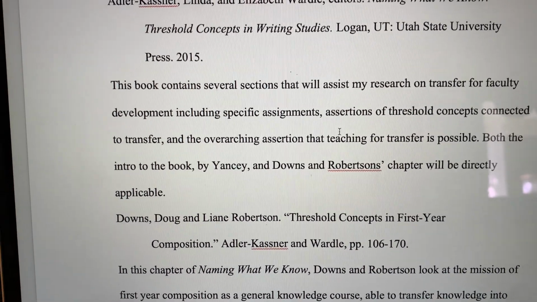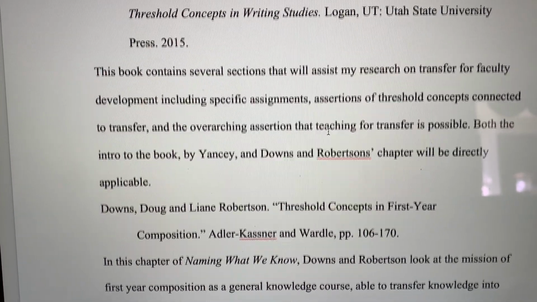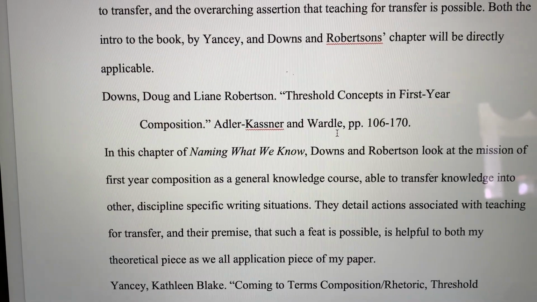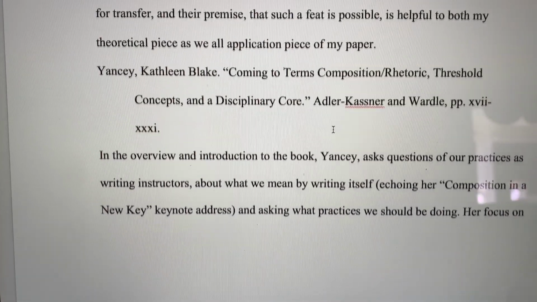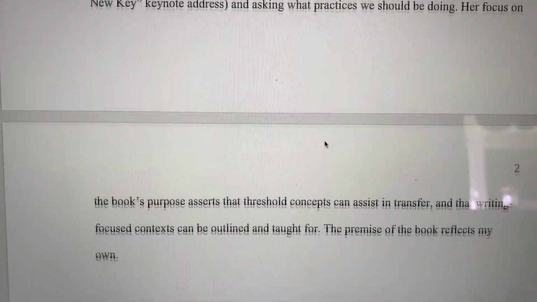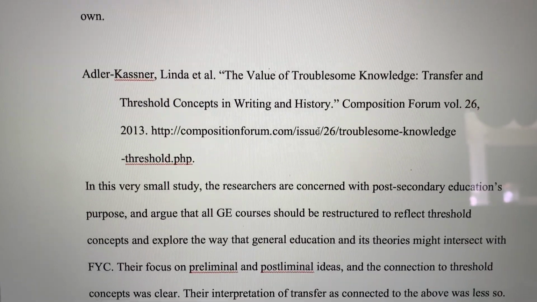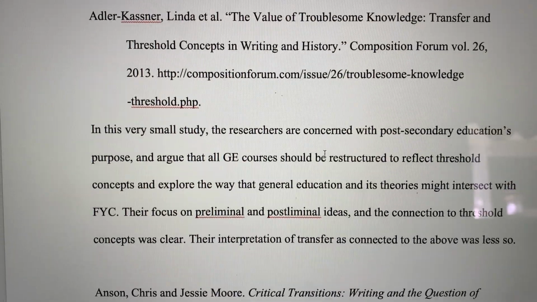Notice this one's a little bit complicated because this book contains several sections that will assist my research on transfer and so forth. And then below it are the separate transfer chapters that I used. Okay, so you'll see one book has several annotated bibs. Then we go to Adler, Kastner, Linda, etc., and the next annotated bibliography here.